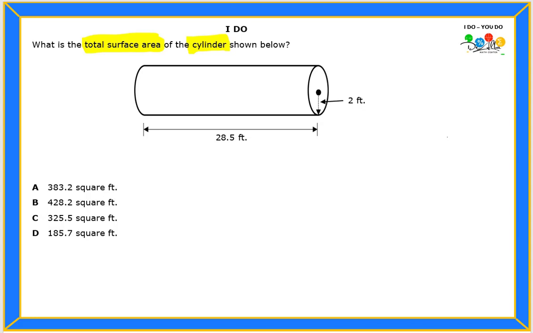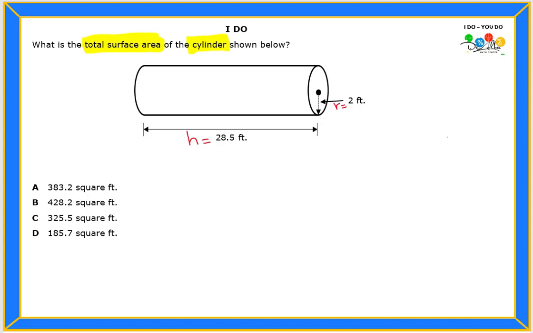So that'll be the first thing I want to do, okay? So 2 feet is the radius of that circle, okay? 28.5, notice how it's kind of connecting the 2 circles. Therefore, that is your height. Okay? So now the question is, what's the formula for that?